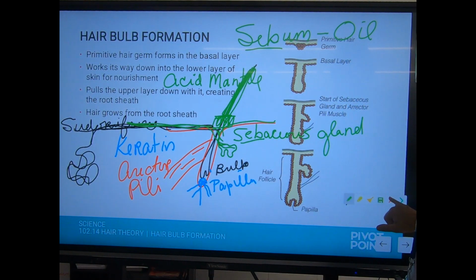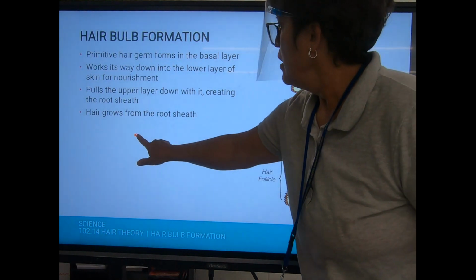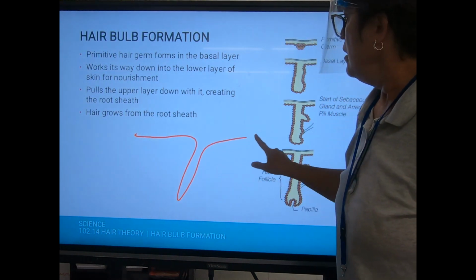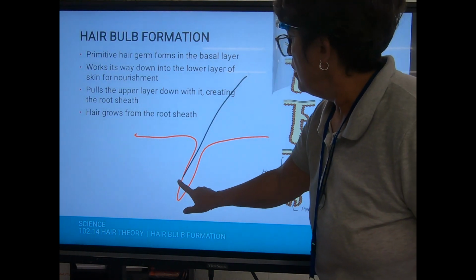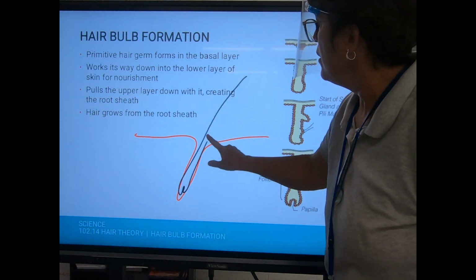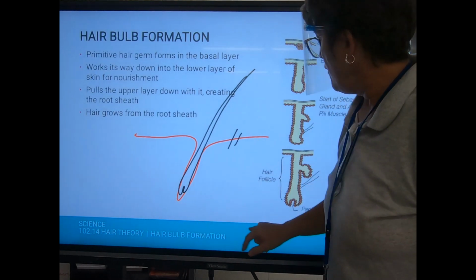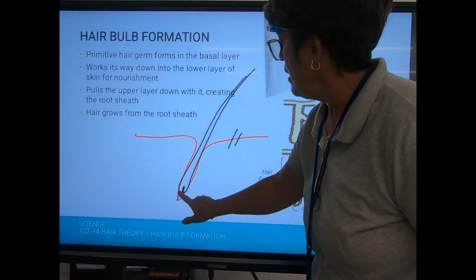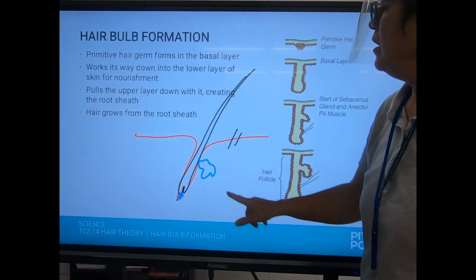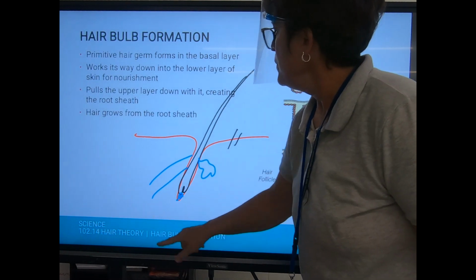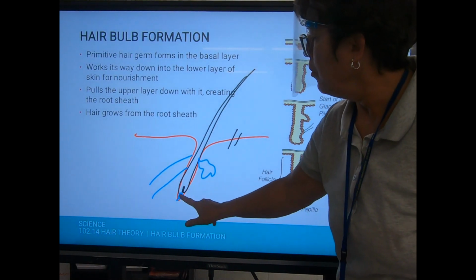Let me get rid of all this and draw one more time. Okay, so there's my hair bulb, the thick part at the bottom. Oops, that's not supposed to be there. I've got my papilla down here. I've got my sebaceous gland attached there. I've got my erector pili muscle. But what you need to know, remember I called this a hair bulb.